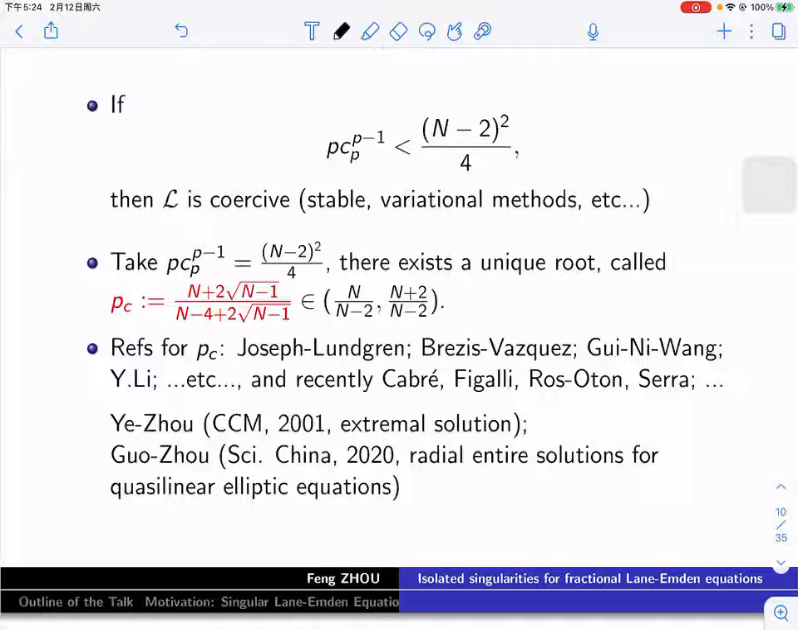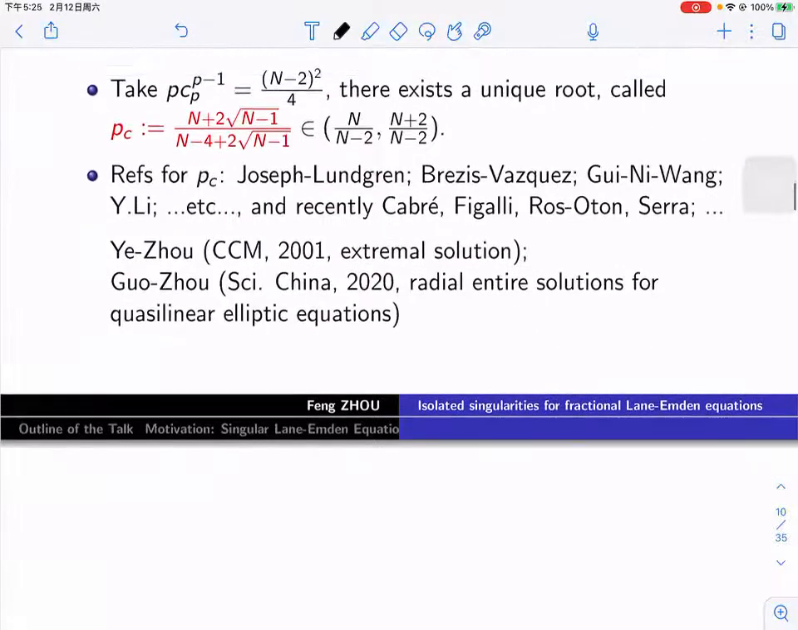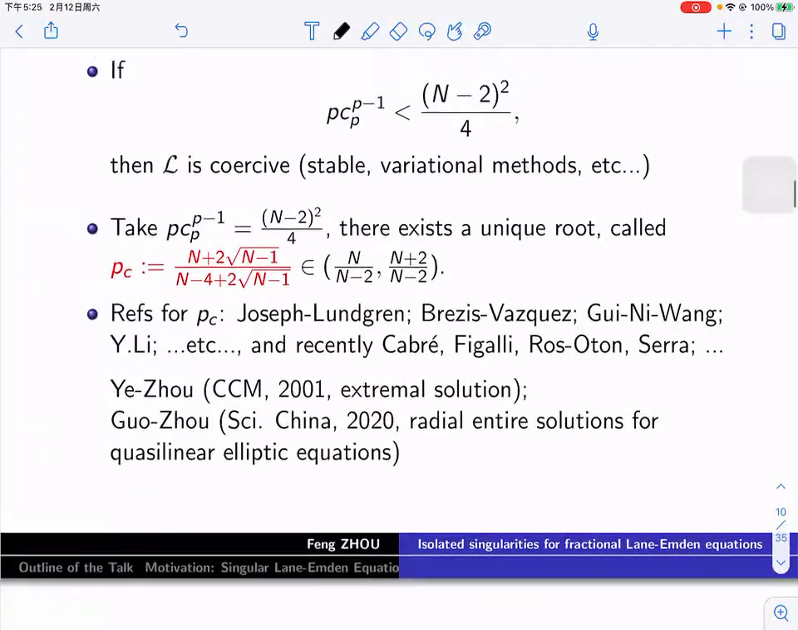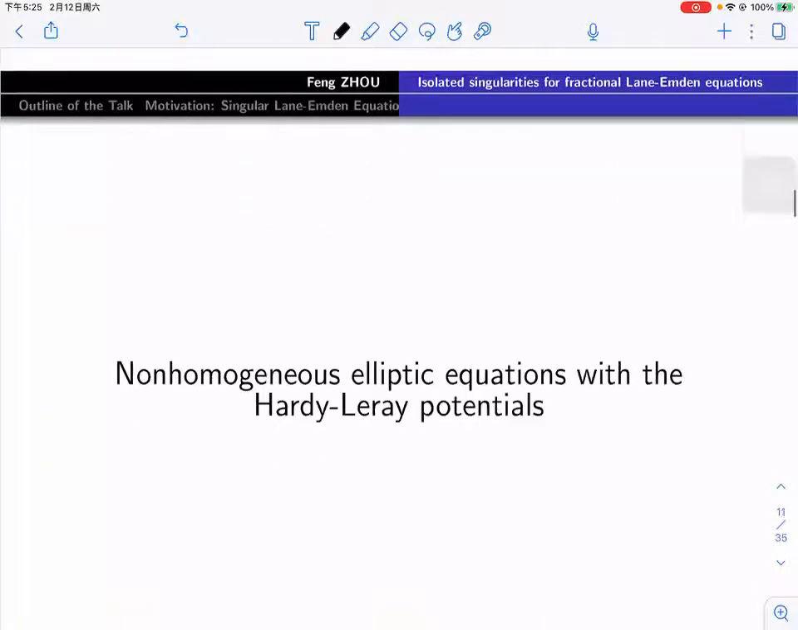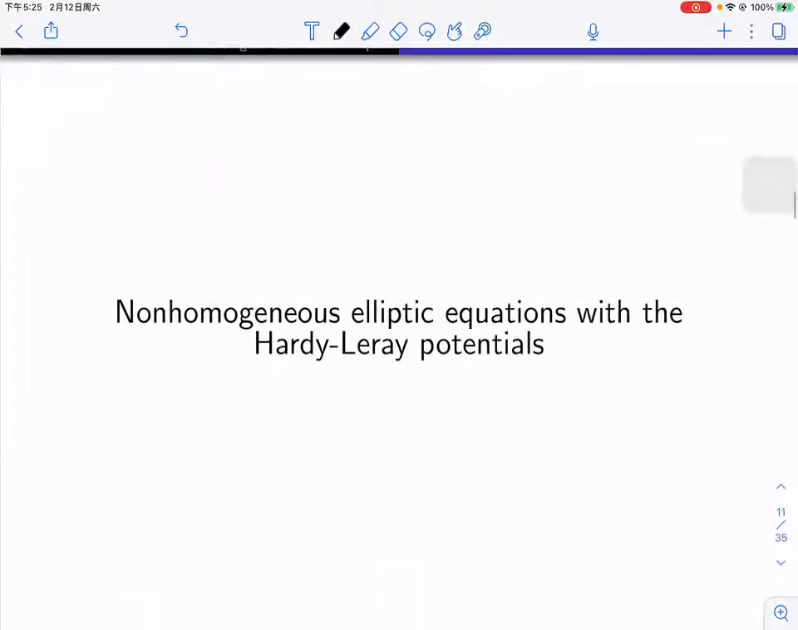So this is about the basic result from this. So the second part, we will talk about the non-homogeneous elliptic equations with the Hardy-Leray potential.